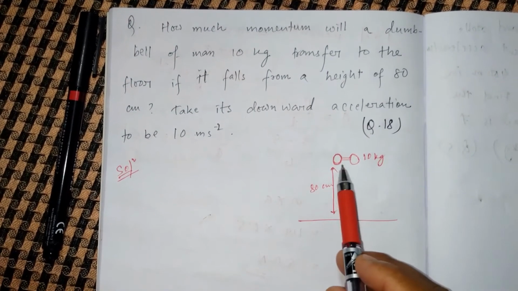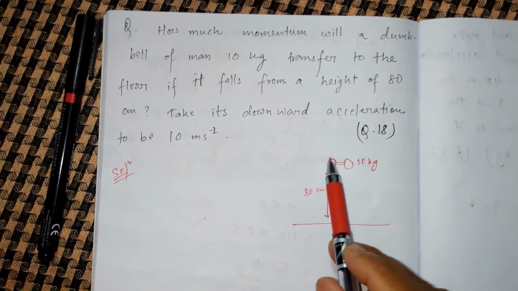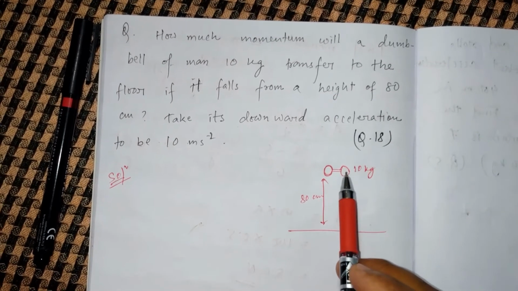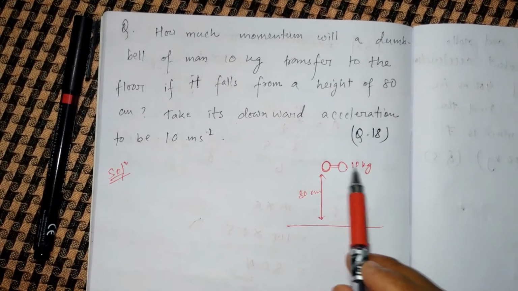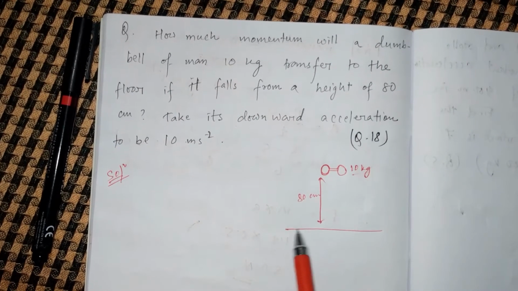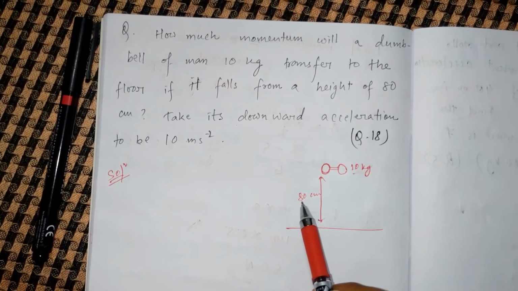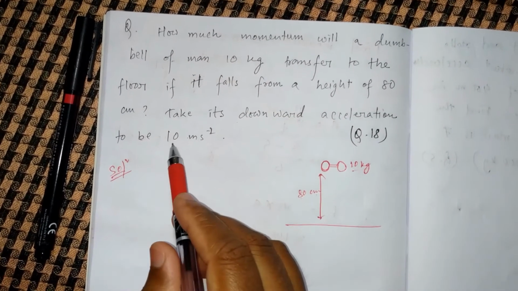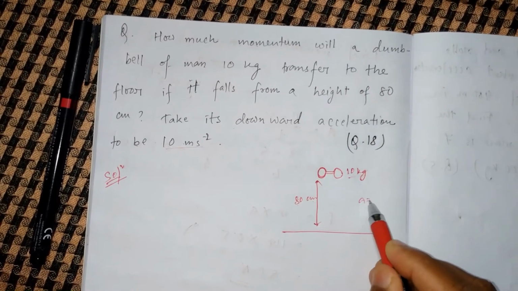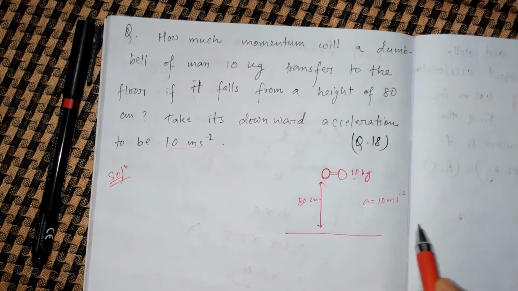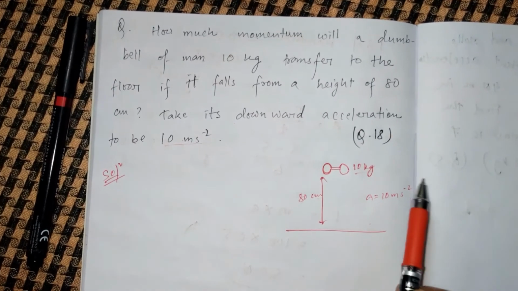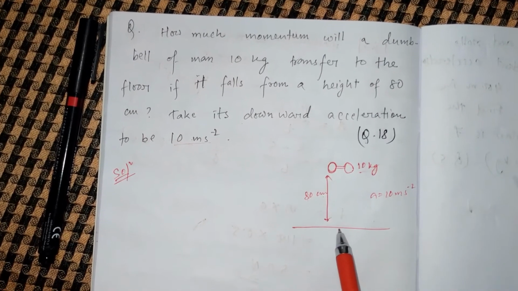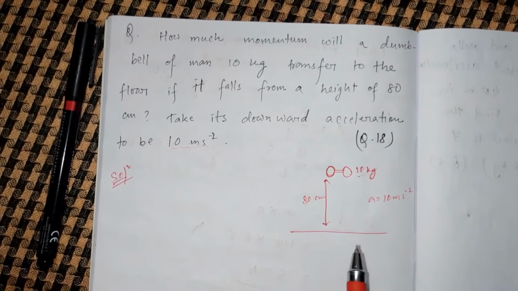So here I have drawn this one. If you consider this one as a dumbbell, a dumbbell is equipment which you use in the gym, okay? So this one is a dumbbell and it is of mass 10 kg, and this is the ground, and it is at a height of 80 centimeter. If it falls from that height, then the acceleration is 10 meter per second square. So if this is the case, then you need to find the momentum which it will transfer to the ground, okay? So you need to find basically the momentum.